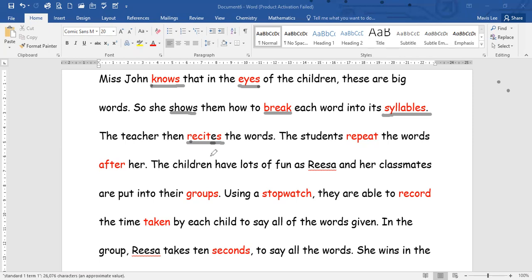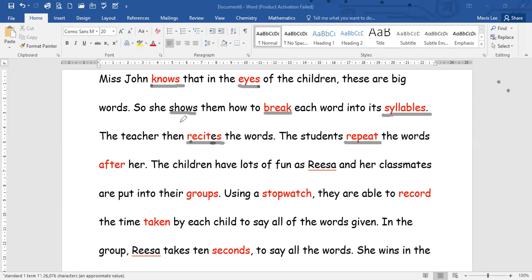Ready? The students, now this is another word here with EA. Remember when the two vowels go walking, the first one says its name, so it's the E. R, E, P, eat, repeat. Oh, that's what the students do. Read it. The students repeat the words after her. That's a tricky word there, after. Read it again. The students repeat the words after her.